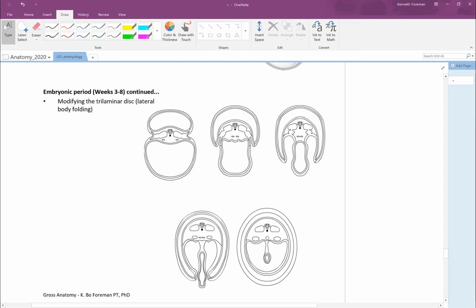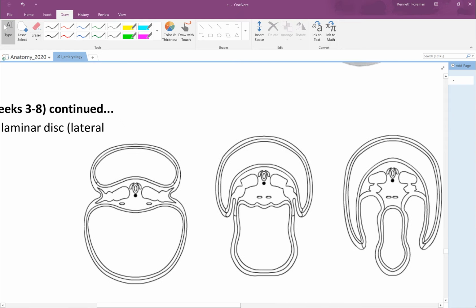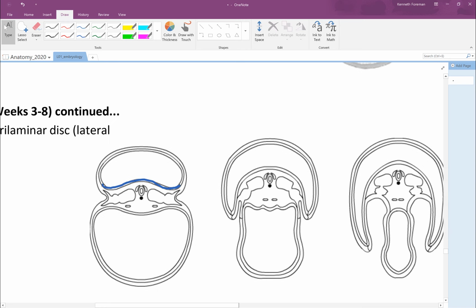Because right now, if we look at this picture right here, and we consider this as being our ectoderm, well, we know our ectoderm makes up our skin. Here we have our endoderm. That endoderm is going to develop our gut tube. And then here we have our paraxial mesoderm, our intermediate mesoderm, and our lateral plate mesoderm.